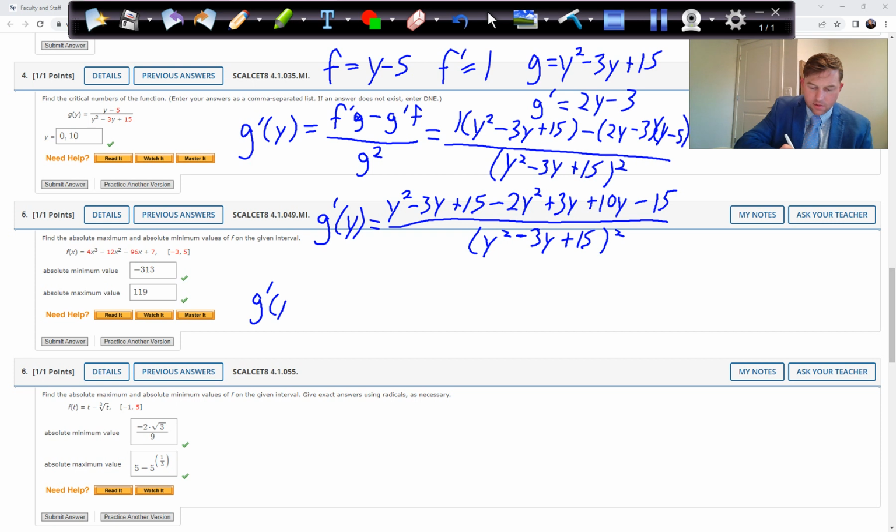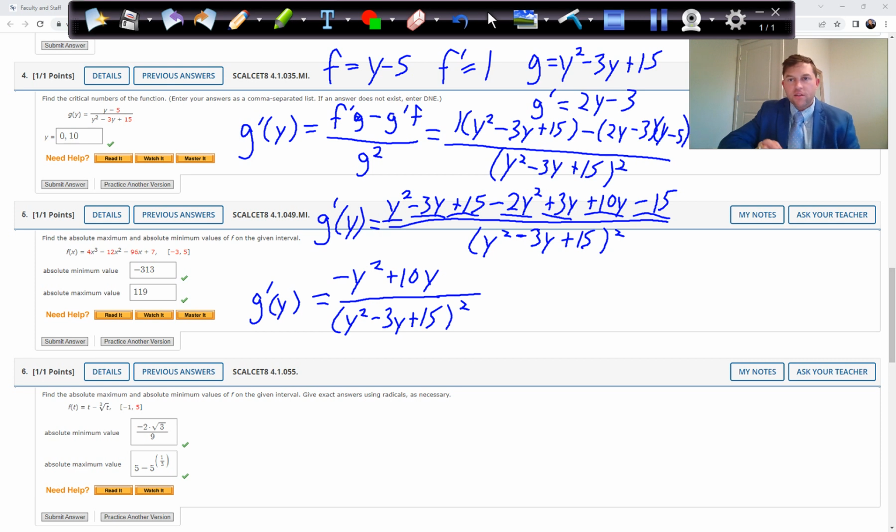On top, we're going to have y squared minus 2y squared, which is minus y squared. So we got that term and that term. We have minus 3y plus 3y, which will cancel, which leaves us plus 10y. And then we have plus 15 minus 15, which cancel. So that's it on top, minus y squared plus 10y. And then on the bottom we have the same thing, y squared minus 3y plus 15 squared.